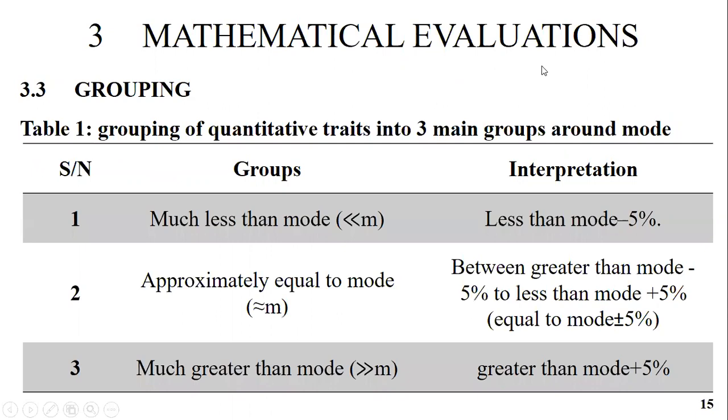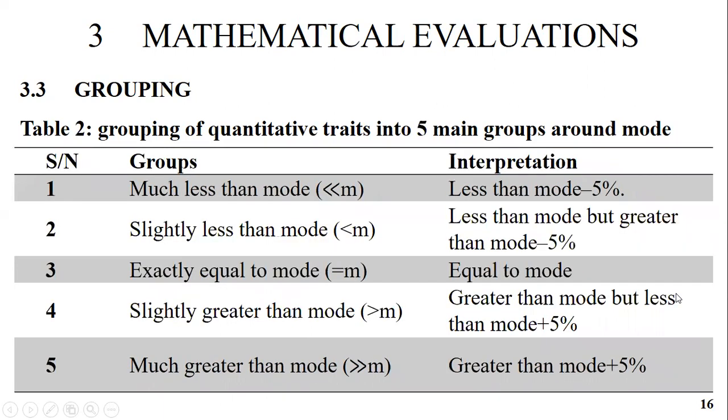Grouping. These are the 3 groups into which the data will be divided for all the analysis. First of all, much less than mod, which is less than mod minus 5%, approximately equal to mod, and finally much greater than mod. And sometimes the grouping will be made into 5: much less than mod, slightly less than mod, exactly equal to mod, slightly greater than mod, and much greater than mod.